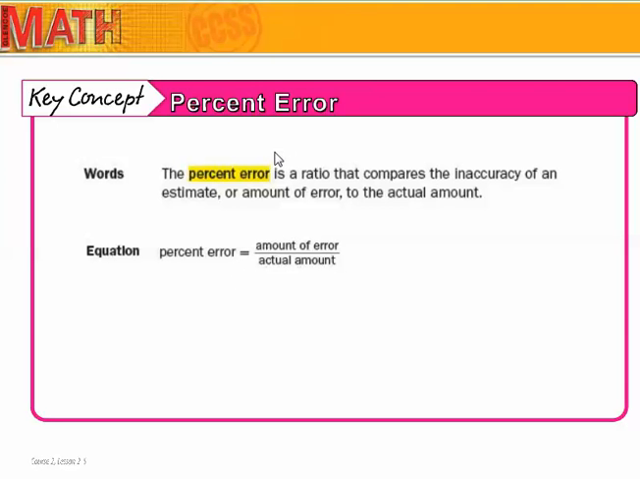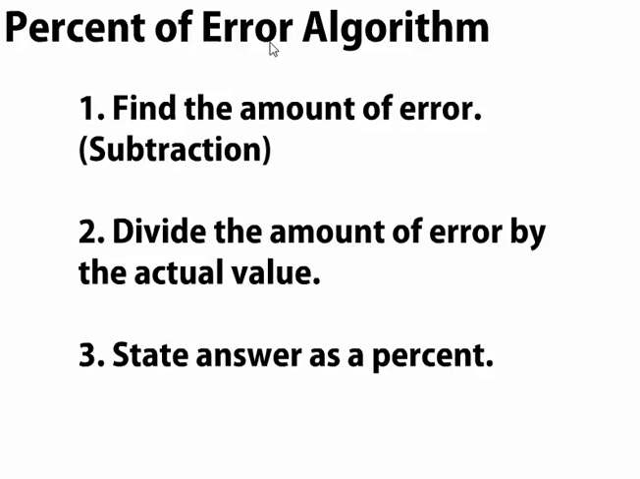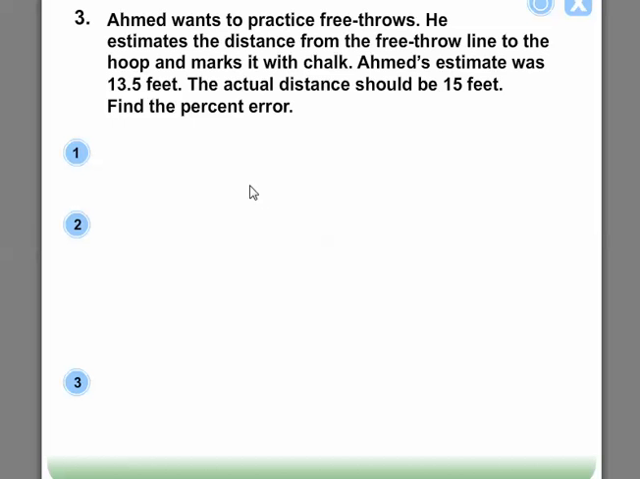Now, percent error works about the same way. The only difference is instead of the amount, it's the amount of error over the actual amount that we got. So we're going to be making predictions, and we find out how far our prediction is off of what the actual numbers are. Now again, the percent of error algorithm, find the amount of error, just like we did before. We want the amount of the error, we divide it by the actual value, and then state it as a percent. So very, very similar. We just have to be careful what number we're dividing by. Let me show you an example.